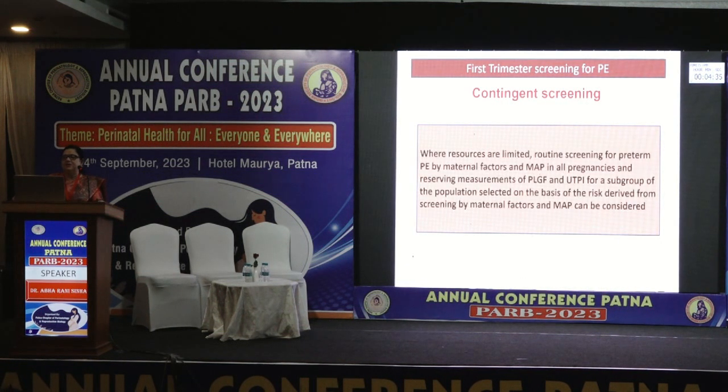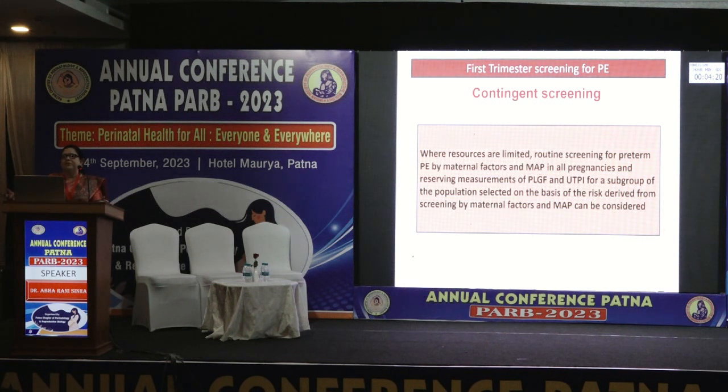Contingent screening: in low resource settings, we can talk of high-end things like uterine artery PI for all patients and serum markers for all patients, but we know that we are residing in low resource settings.